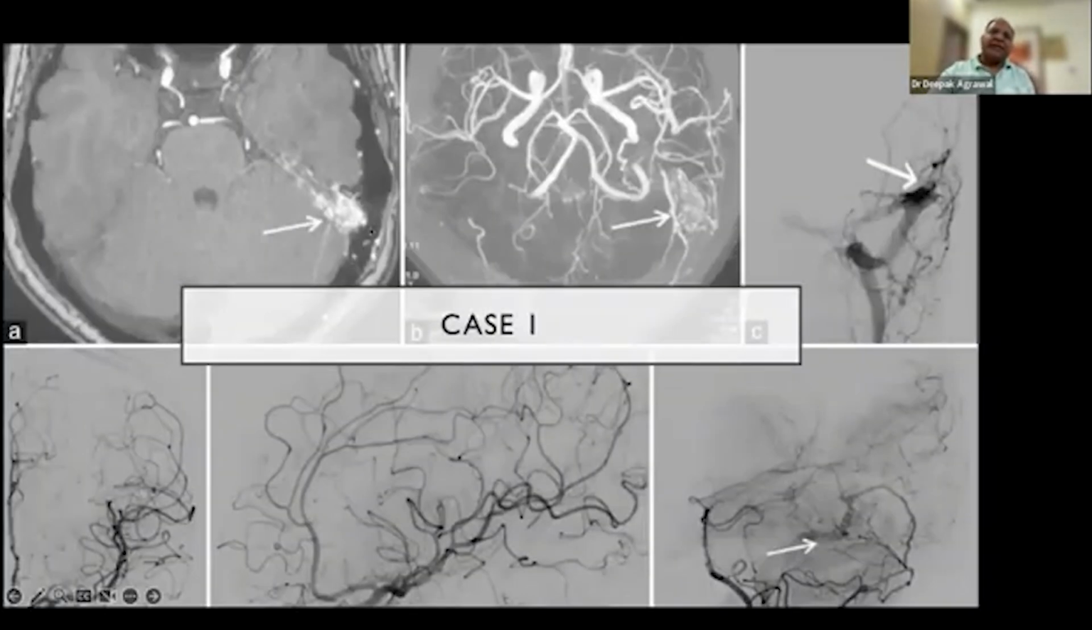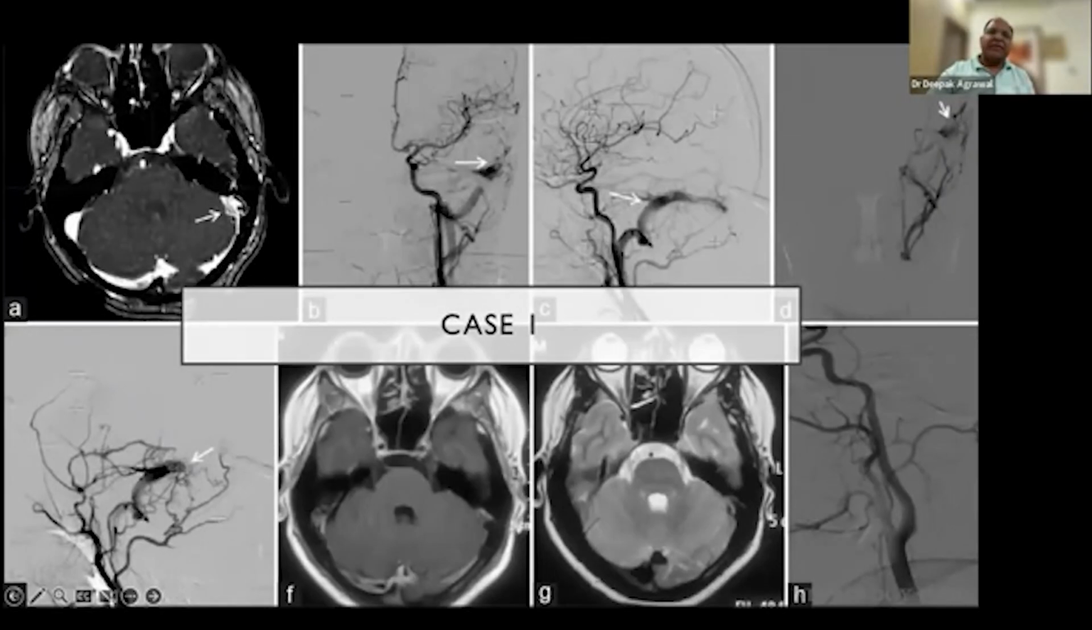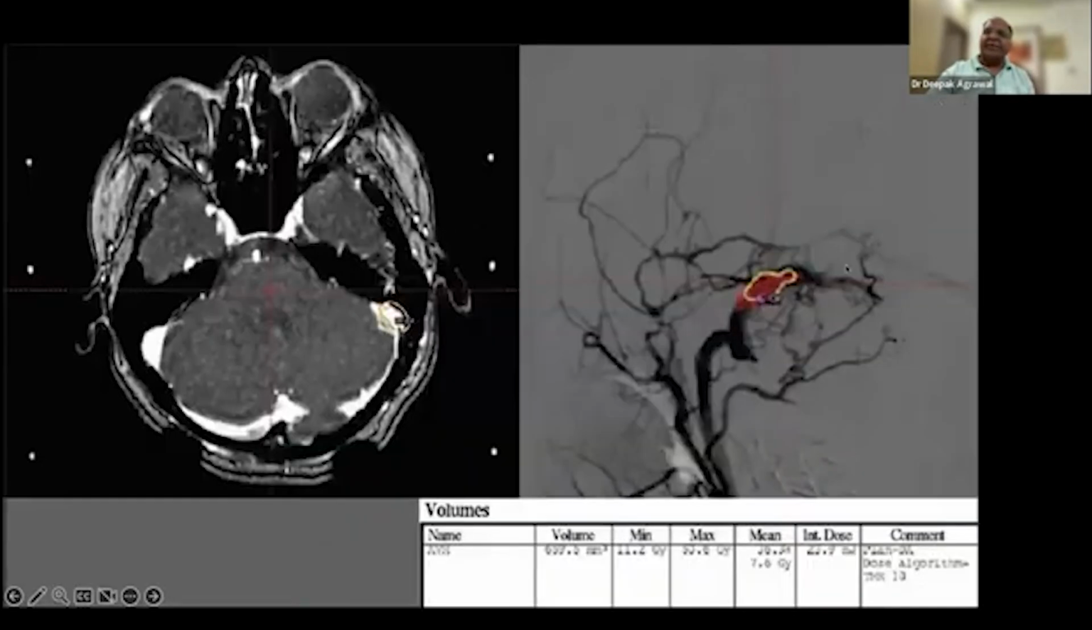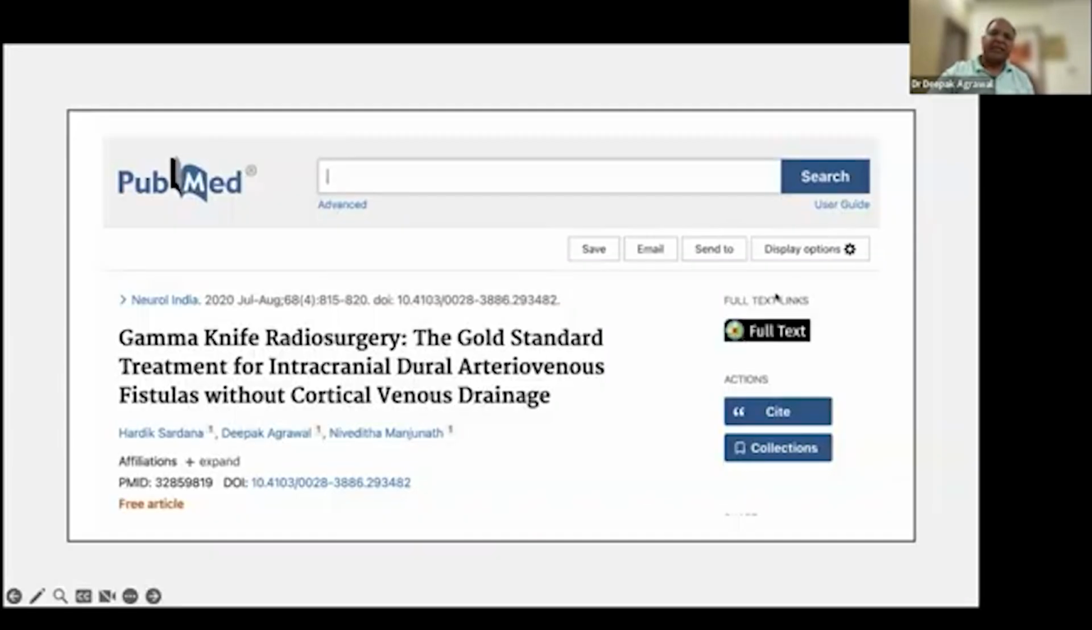So this is again a young patient who had a transverse sigmoid junction dural AV fistula, which you can see here nicely. This was the second imaging done during gamma knife, where on the MRI, which we usually do, we can see this lesion out here. And for the marking of this, we always get the DSA also done. So the marking is important here to delineate the whole of the dural AV fistula. And we actually published our paper on our series.